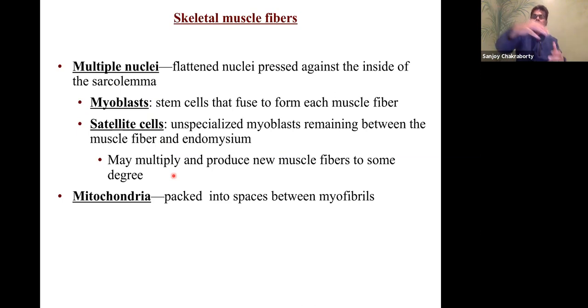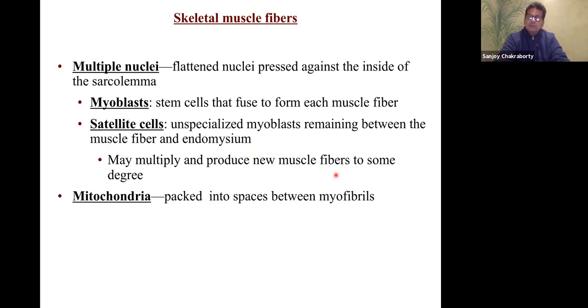And then the remaining 2, out of a total of 50, had no fusion, those are 2 unchanged myoblasts. They are unspecialized myoblasts remaining with the big cell, and they are called satellite cells. Two is again an arbitrary number. They remain with the same cell. The satellite cells' job is to multiply and produce new muscle fiber to some degree when repair is required.